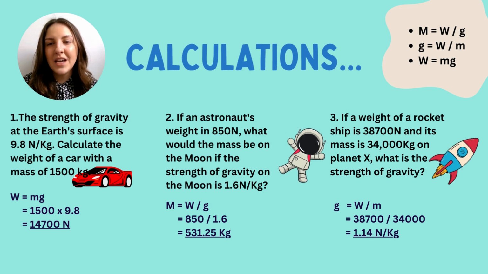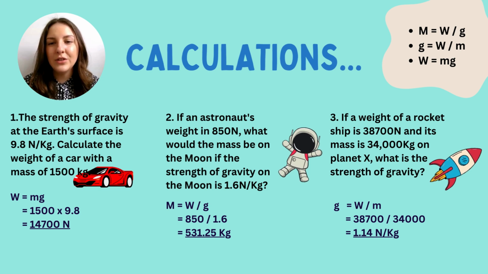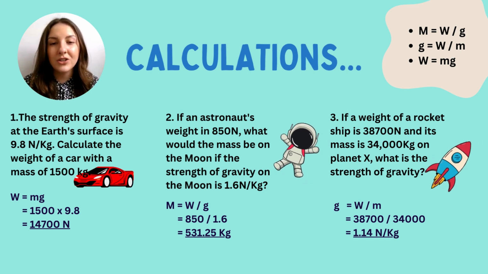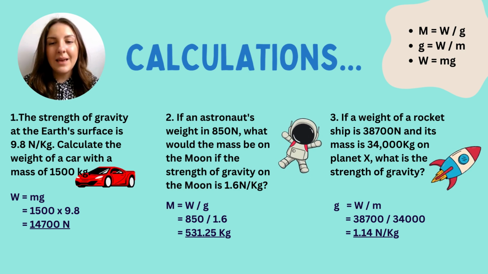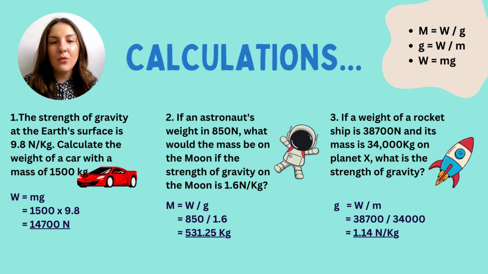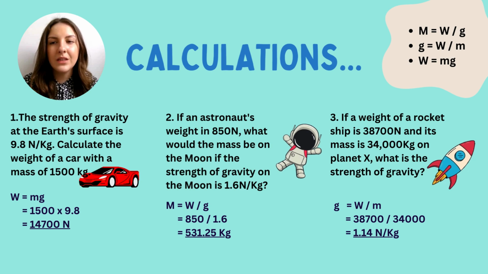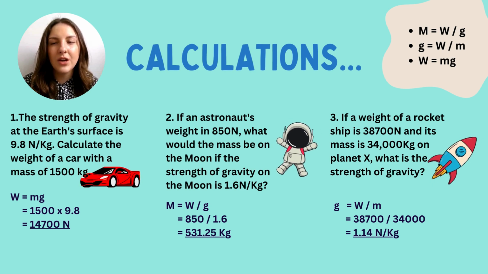So the first question says the strength of gravity at the Earth's surface is 9.8 newtons per kilogram, which is factually correct. Calculate the weight of a car when it has a mass of 1,500 kilograms. So all you need to do for this question is to write out the equation first. We're calculating the weight, so it'll be W equals M times G.